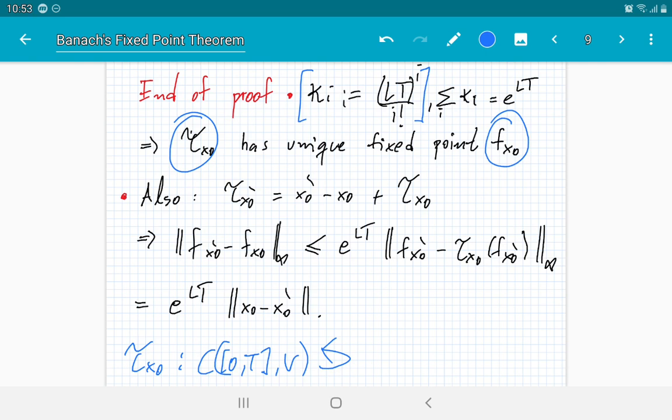That's not the end of it, because I still want to show something about the difference between f of x naught and f of x naught prime. But now notice, you just go back to the definition. You note that there are different mappings for each initial condition, right? So what's tau of x naught? Well, it's x naught plus an integral. Tau of x naught prime is x naught prime plus an integral. So the difference between tau of x naught and tau of x naught prime is just a constant. It's just this vector here.